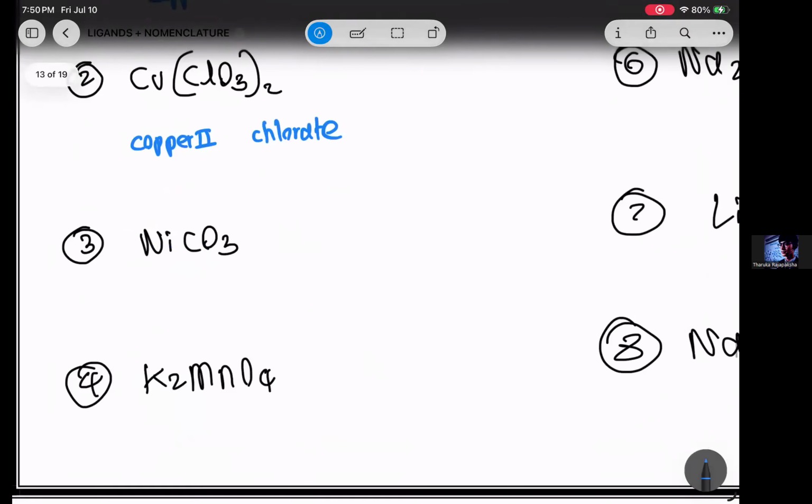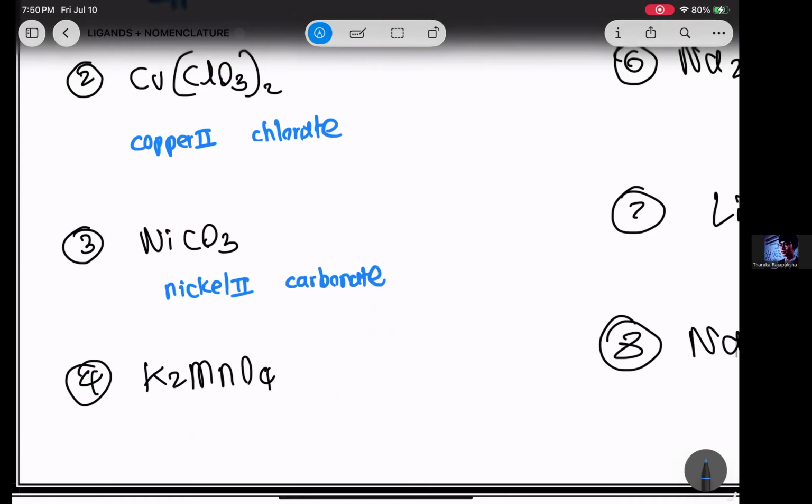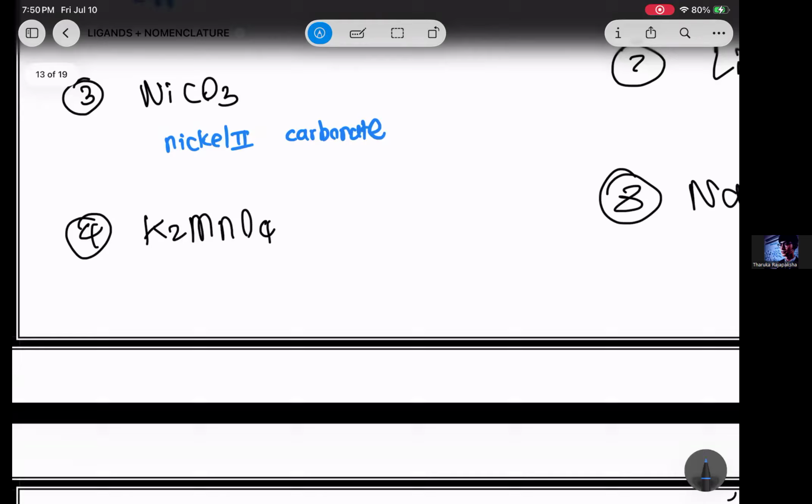Nickel carbonate. Nickel 2 carbonate actually. Nickel 2, it's not a capital letter. Simple, everything simple. Nickel 2 carbonate. This is potassium manganate.